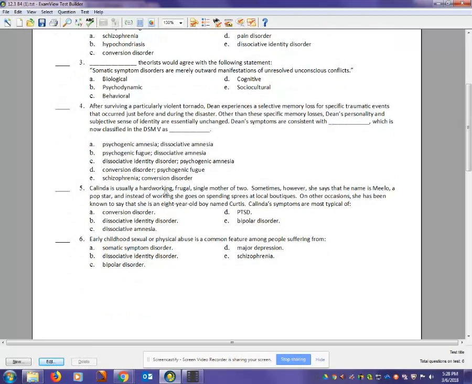Kalinda is usually a hardworking, frugal single mother of 2. Sometimes, however, she says her name is Milo, a pop star, and instead of working, she goes on spending sprees at local boutiques. On other occasions, she has been known to say that she's an 8-year-old boy named Curtis. Kalinda's symptoms are most typical of blank.